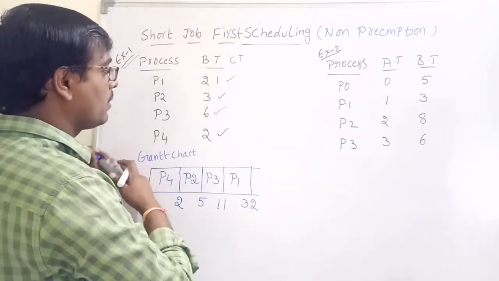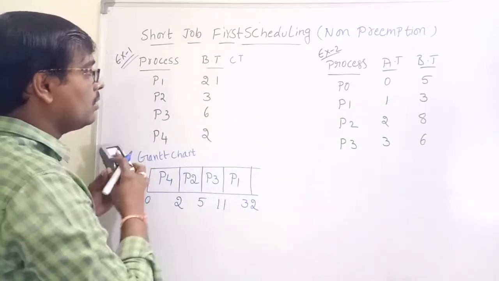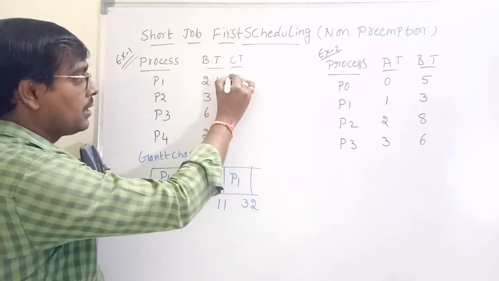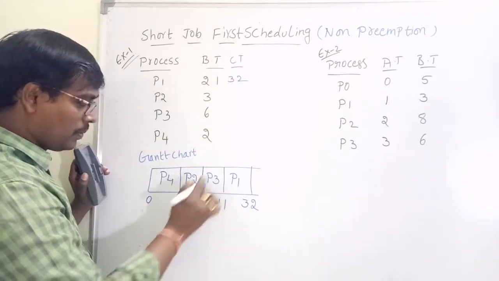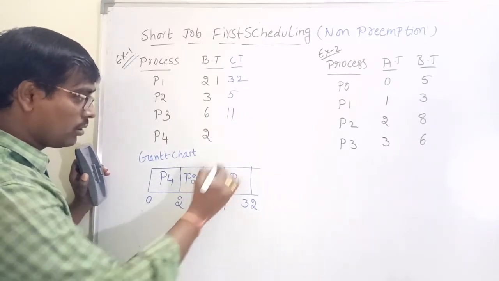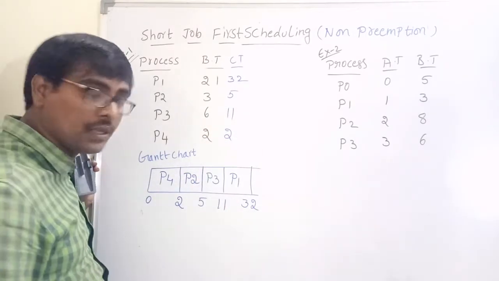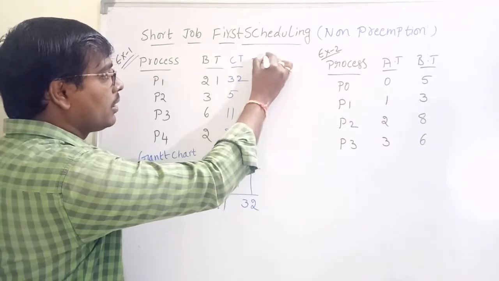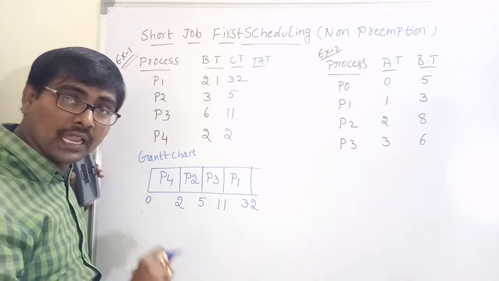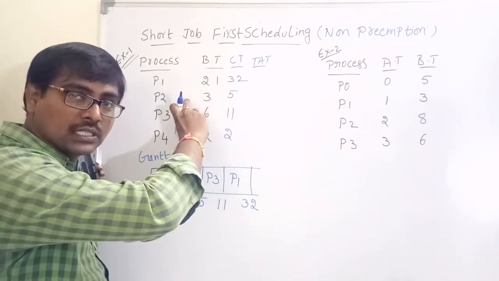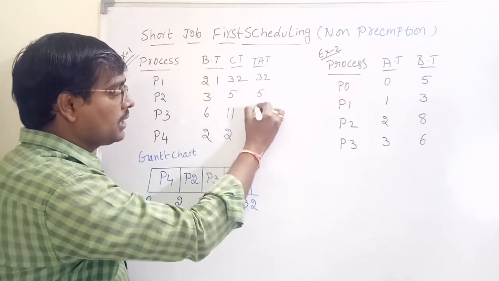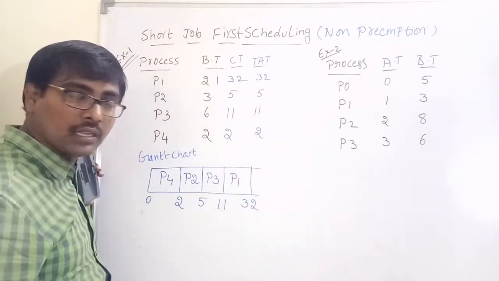Suppose you require completion time. When the process is completed: process P1 is completed at 32, P2 at 5, P3 at 11, P4 at 2. This is the completion time. Turnaround time is completion time minus arrival time. All the processes enter into the system at a time, so both the completion time and turnaround time are the same.